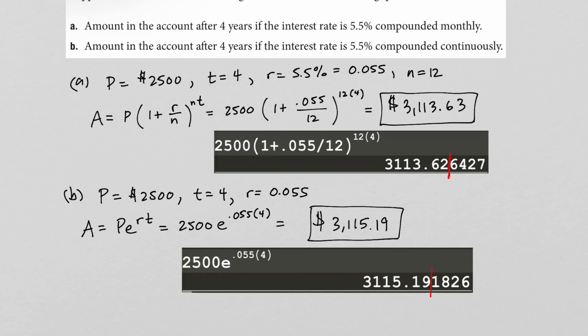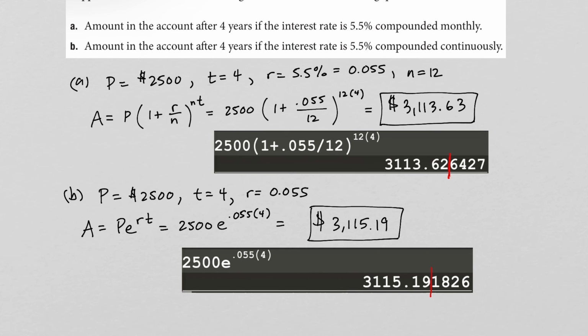So, do you get more money if the money is compounded continuously? Yes, you do. Is it significantly more money? Well, I don't think so, right? I mean, this is 4 years, and how much more money do we get? It looks like less than $2 more. So what's the point of this?